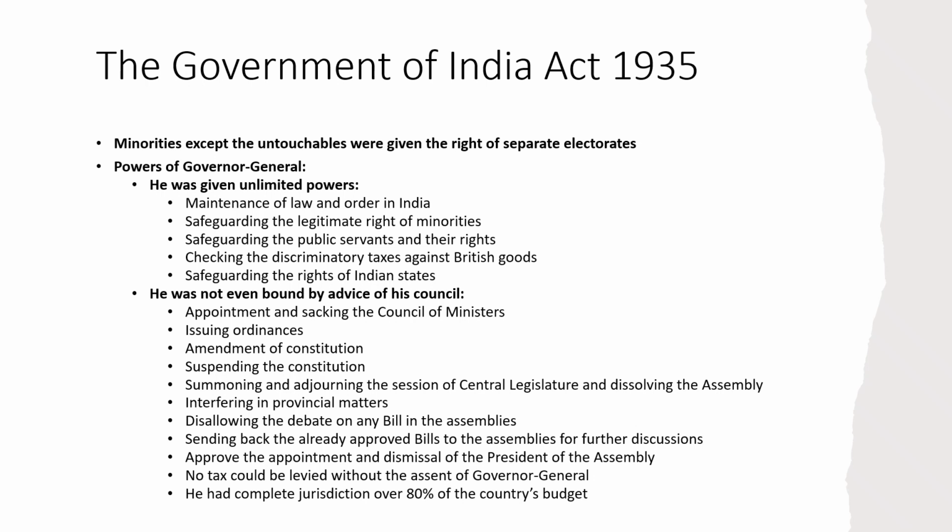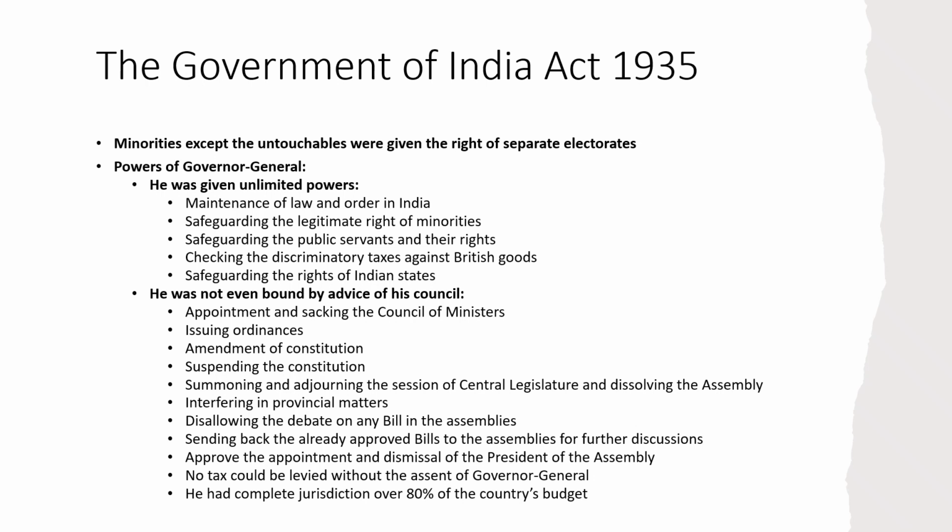This is how the British played. The British gave Indians the constitution, and that's the thing that Indians wanted. But the British tried to keep all the powers in the hands of the British government itself. Then, the things that I've enlisted here are the things on which the Governor General was not even bound by the advice of his council. The Governor General could appoint and sack the council of ministers, and he did not need any advice.